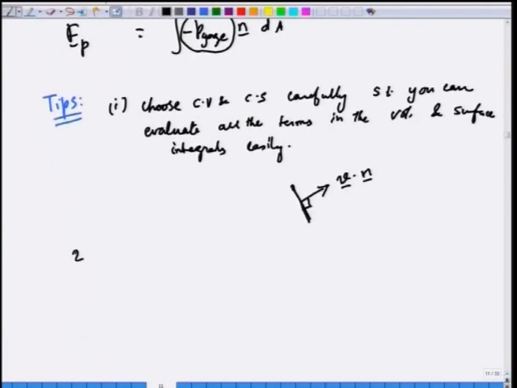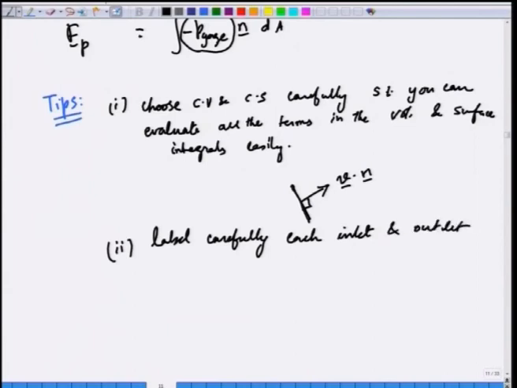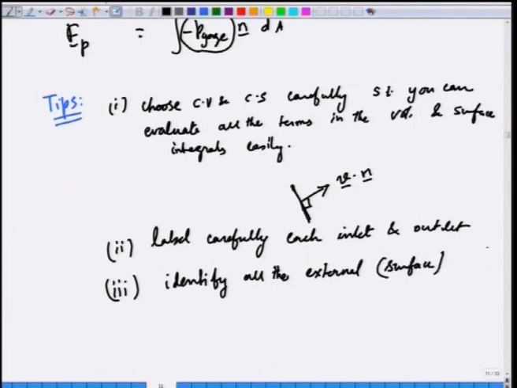The second point is to label carefully each inlet and outlet. And you must identify all the external forces, that is the surface forces importantly, carefully.